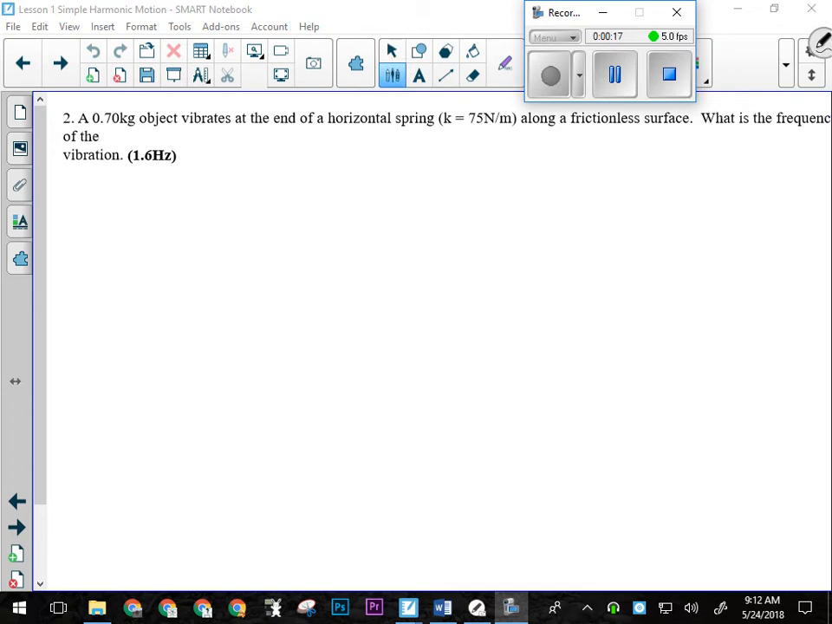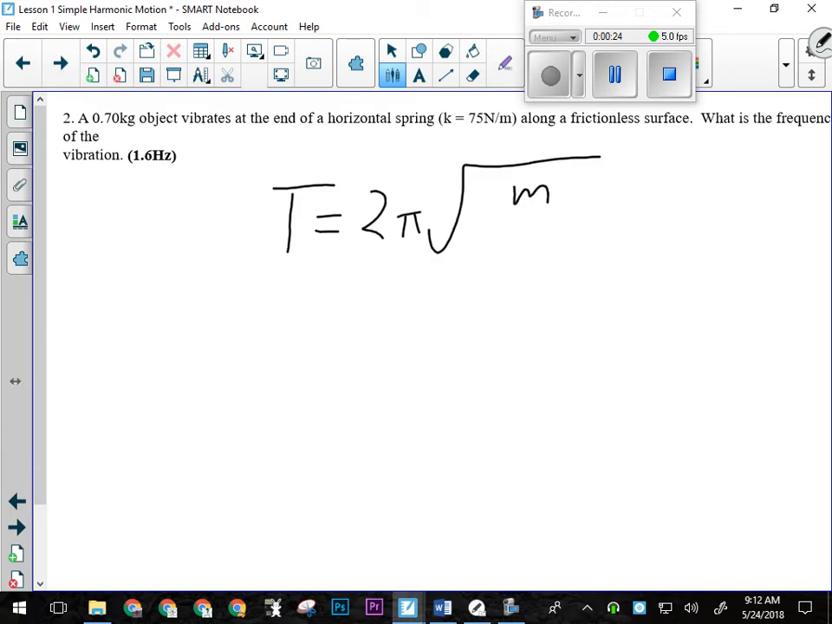All right, so for a mass on a spring, the things that affect it are the mass and the spring. I am trying to figure out the frequency. Does this formula solve for that?